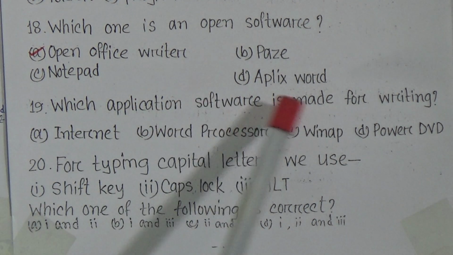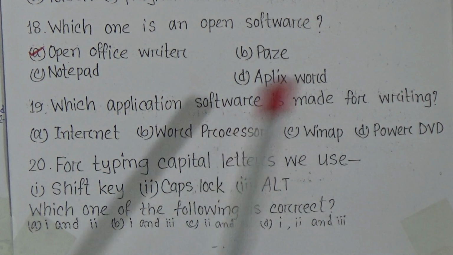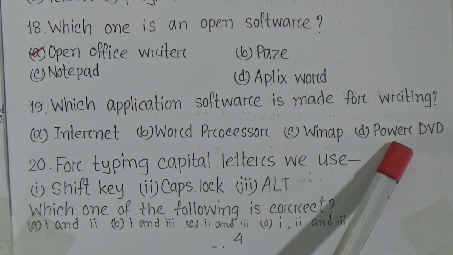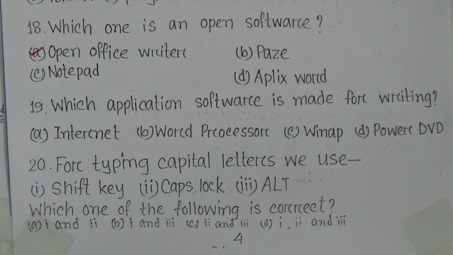Which application software is made for writing? Internet, word processor, Winamp, Power, DVD. Can you guess? Yes, the answer will be option B, word processor.